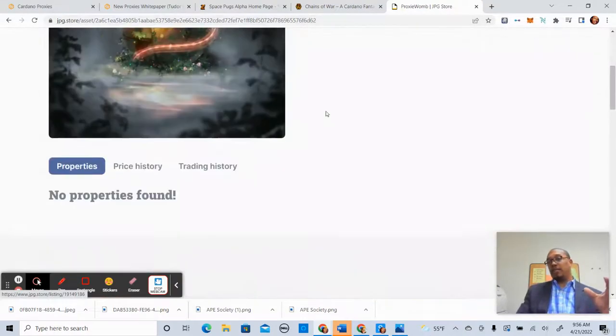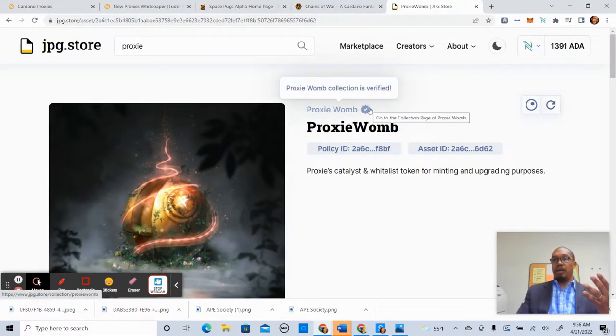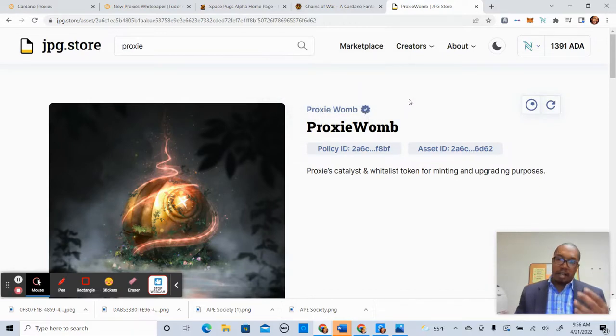So I would really take a look at this. If this is something you're interested in, you can go to JPG store. Make sure you're searching things that are verified. But that's another opportunity for you guys as well that I wanted to share.